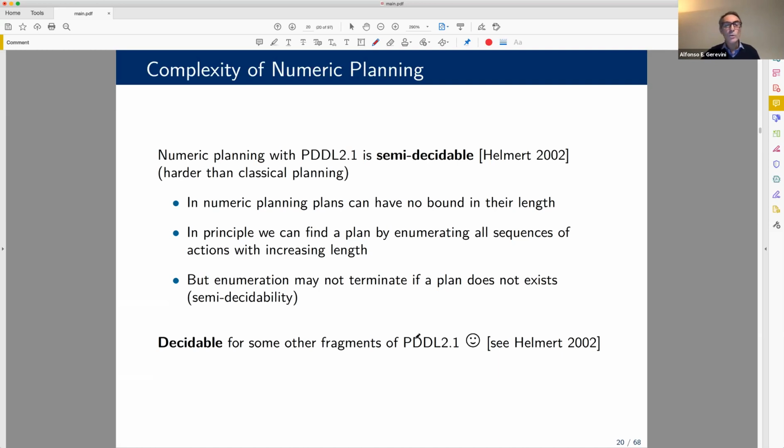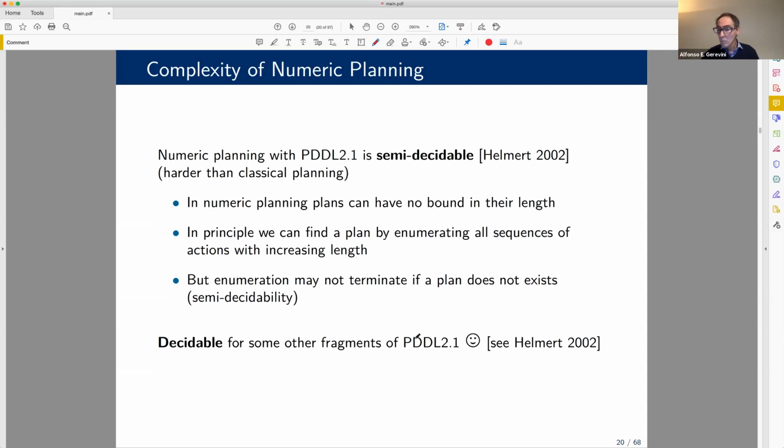And so we could just enumerate all the sequences of actions, starting from sequences of length 1, then length 2, length 3, until eventually we find a plan. If the plan exists, we will be able to find it. But if the plan does not exist, this enumeration procedure is not going to end. And so this explains very shortly why the problem is semi-decidable. So if there is a plan, we can find it in principle, but if the plan does not exist, we don't have a procedure that terminates.